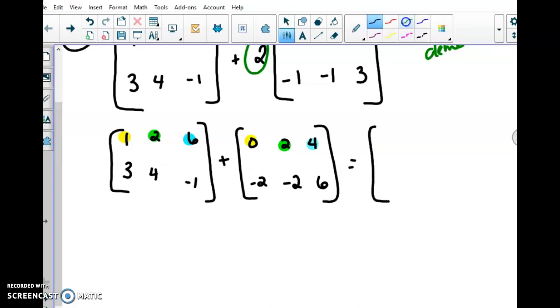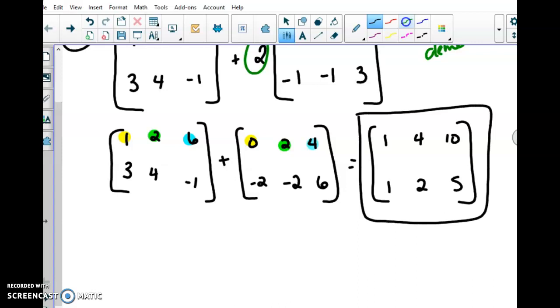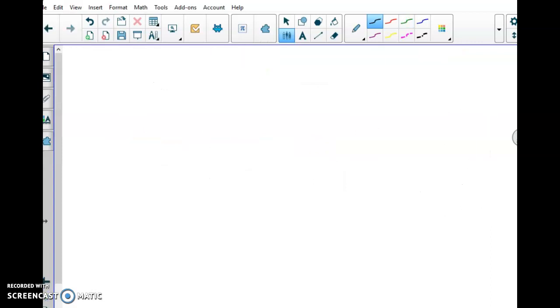It's multiplication that we have some issues potentially, or that it's a little bit different, I should say. So like I said, you're just adding straight across in the location of the elements, which isn't that big of a deal. And your final answer would be 1, 4, 10 in the first row, 1, 2, 5 in the second row. Like I said, addition and subtraction, piece of cake. Multiplication, a little bit different.